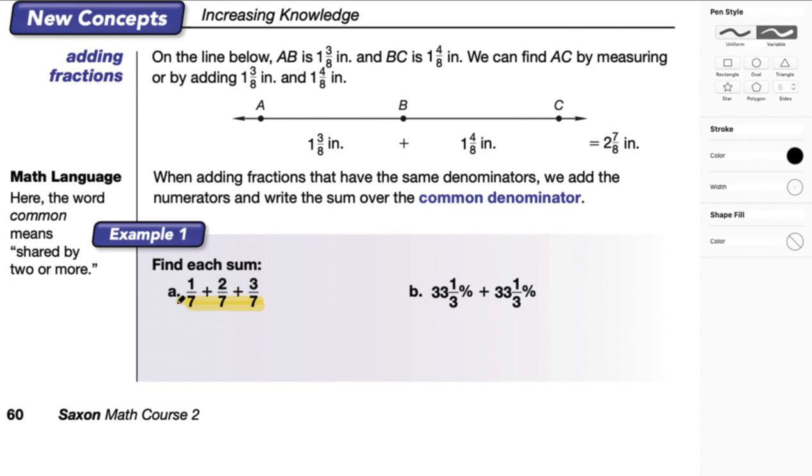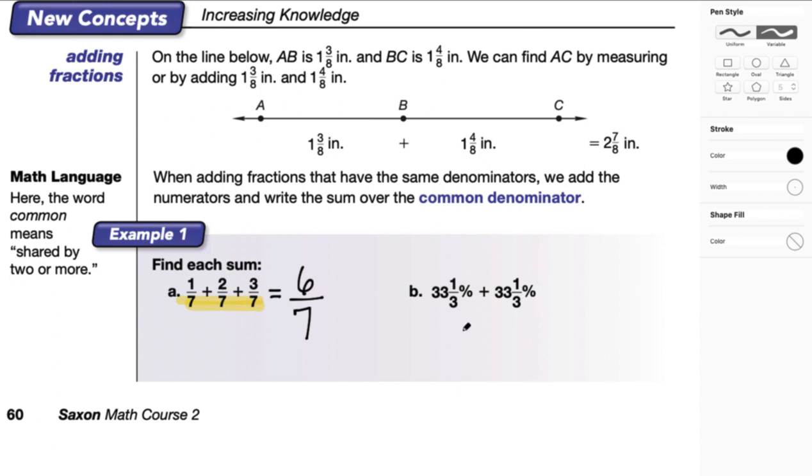Look at this and just realize I have 1/7, and then I've got 2/7, and then I have 3/7. Basically, I'm talking about the same thing. And since the denominator is common, I can literally just add the numerators. In this case, 1 plus 2 plus 3 is 6. My denominator stays the same because I'm still talking about sevens, and the answer is 6/7.